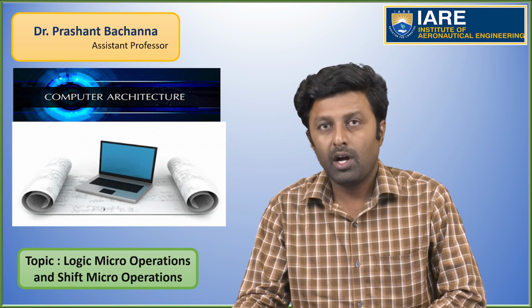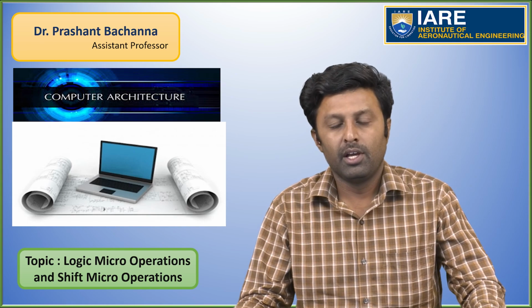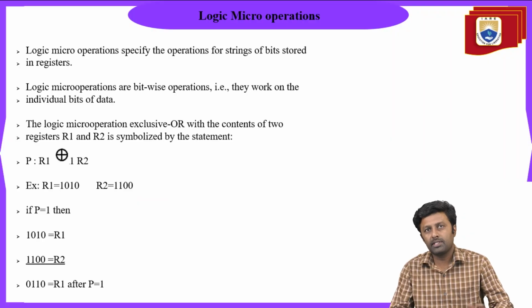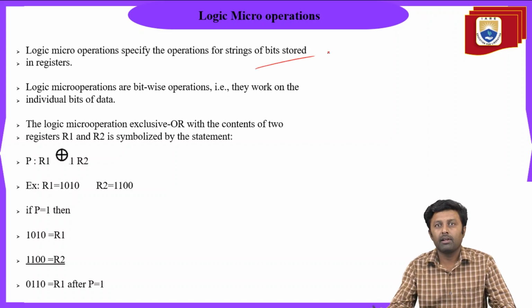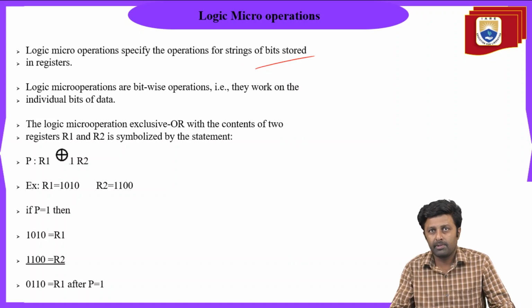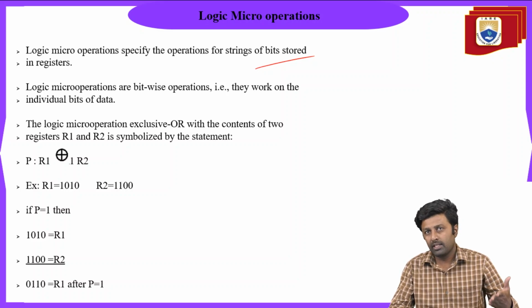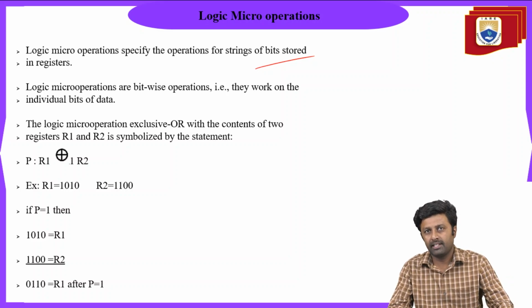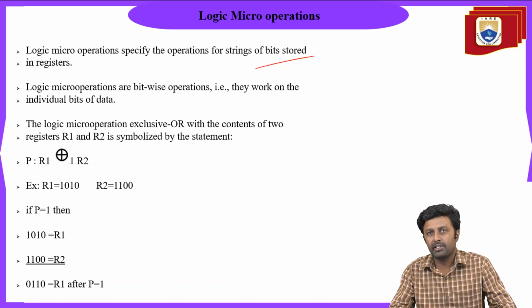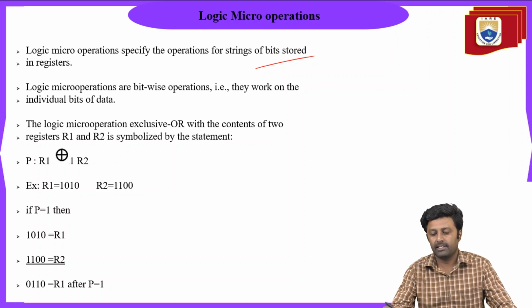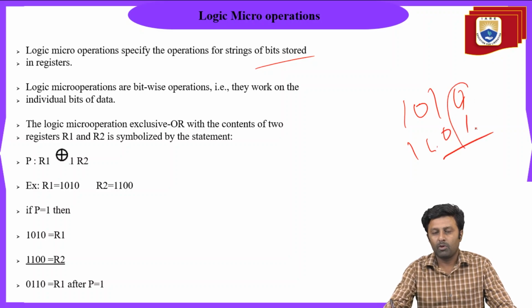In this video, I will be learning logical microoperations and shift microoperations in computer architecture. First we'll see what logical microoperations are. Logical microoperations specify the operations for strings of bits which are stored in the registers. There are different types of logical operations, like AND, OR, XOR and so on. Logical microoperations are bitwise operations. They work on the individual bits of the data. Let us say if there are 4 bits, the logical operations will be performed on each bit.